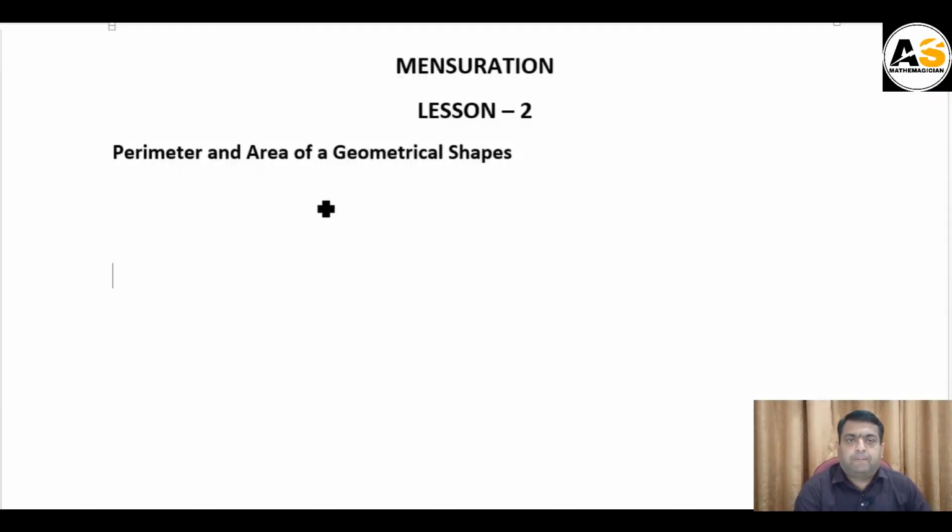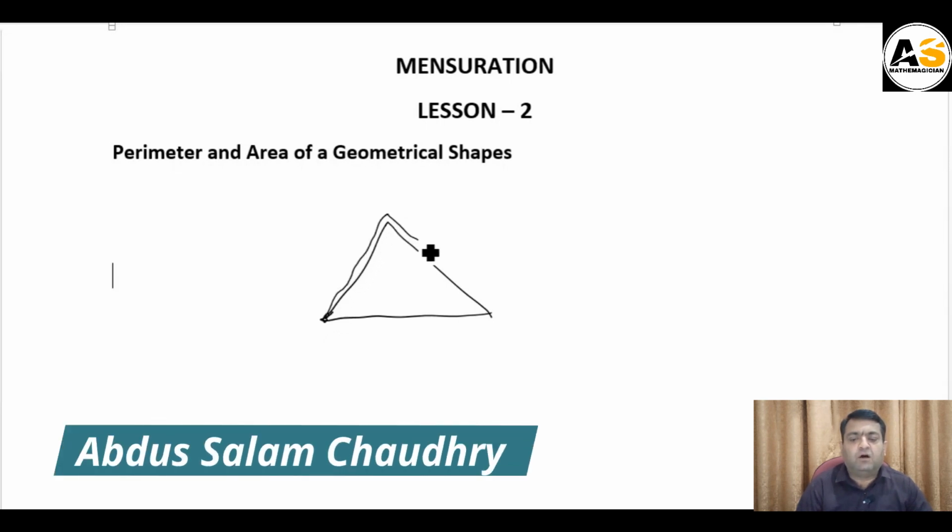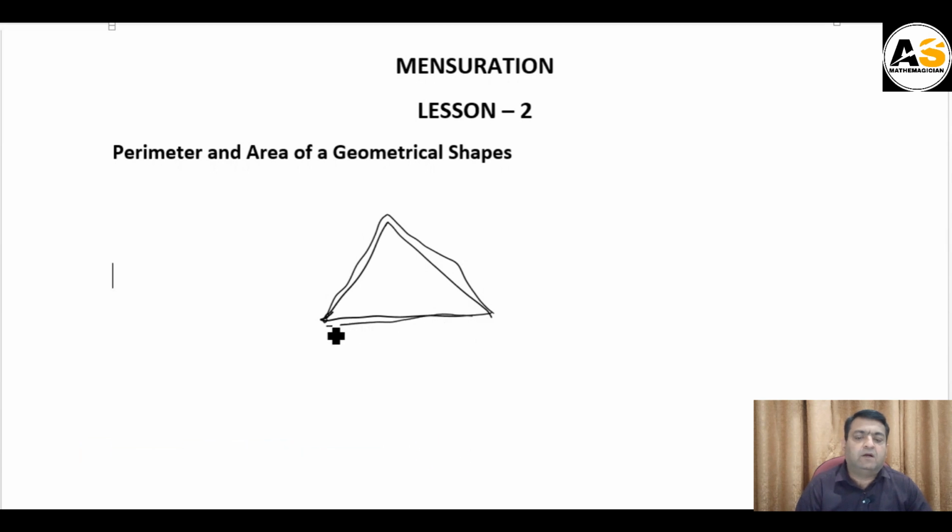What is perimeter? Perimeter is basically the distance covered by walking around the edges of a closed geometrical shape in one complete lap. For example, this is a triangle. This is a triangular playground, suppose. And what will be its perimeter? We will start from one point. We will walk around this triangular garden, and when we reach the starting point and one lap is completed, the distance covered in one complete lap will be its perimeter.